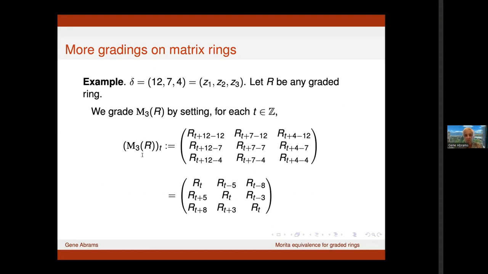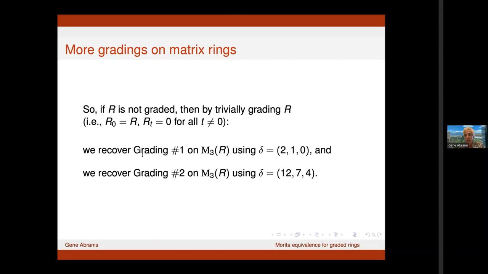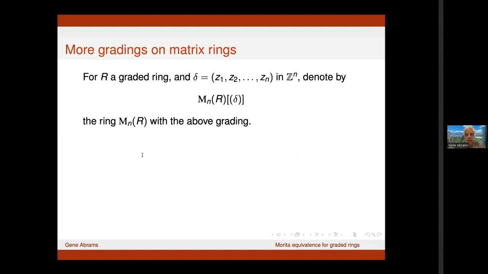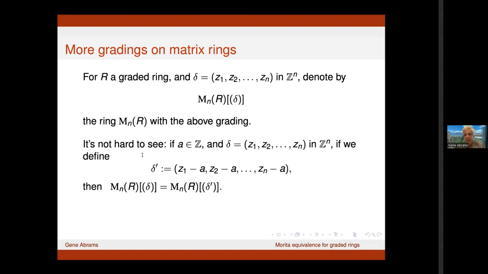Here are the T components. Even in the case where R is not graded, in other words, you impose the trivial grading on R, you get grading number one here, so you get all these gradings back just by using this more general notion of shifting the gradings around, using both the grading in the original ring and the grading that's afforded by matrix multiplication. And here's just the notation. You give me some sequence in Z^n, and we tweak the grading on the n by n matrices in this way. It's straightforward to show, because the definition of the gradings is given in terms of differences taken from the sequence, that if you shift everything in the sequence by a fixed amount, you get the same grading.